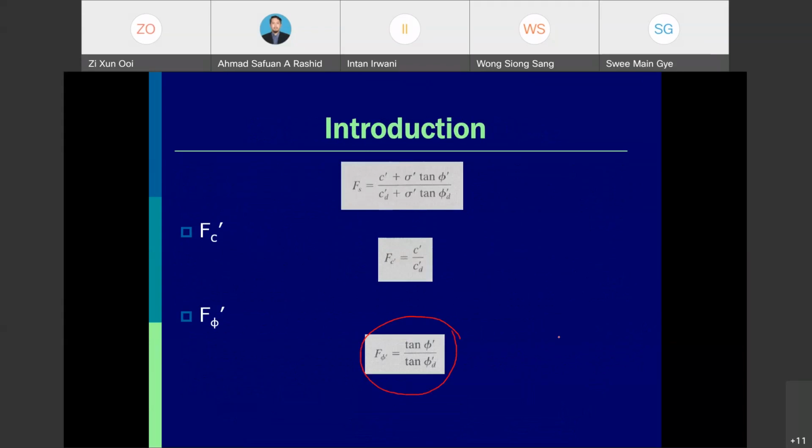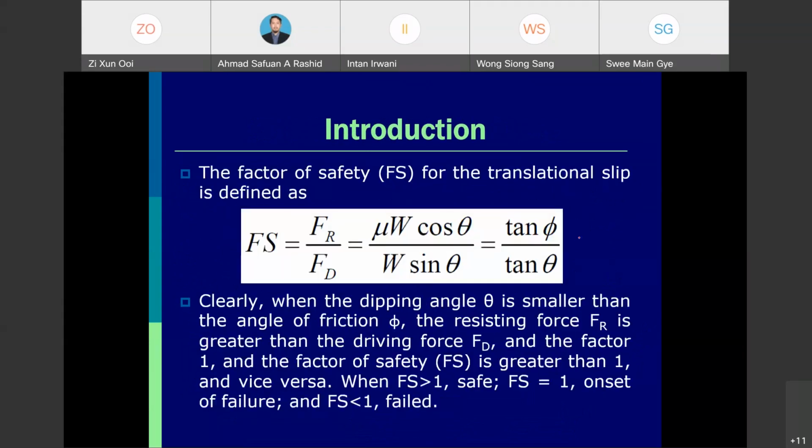Okay, the first. Okay, this one. So this situation is only suitable when phi is equal to 0. That's why I told you that we made this. I will show you how they come up with this tangent phi over tangent theta.